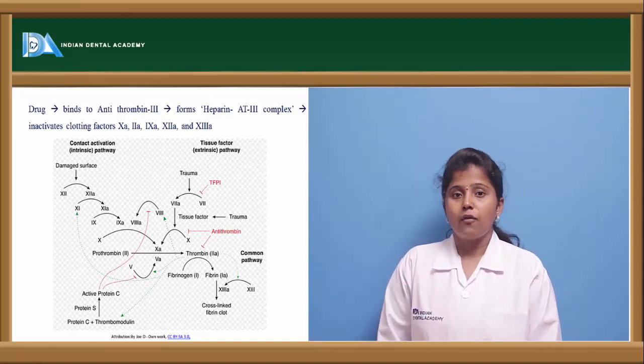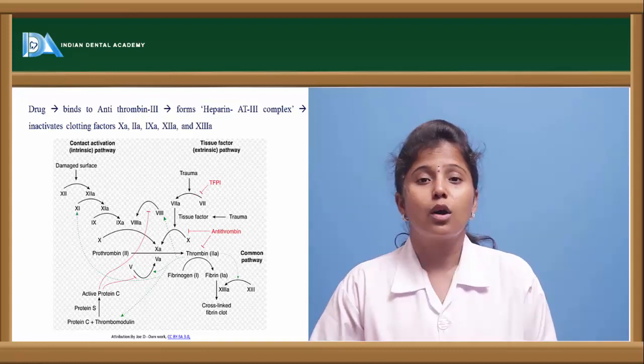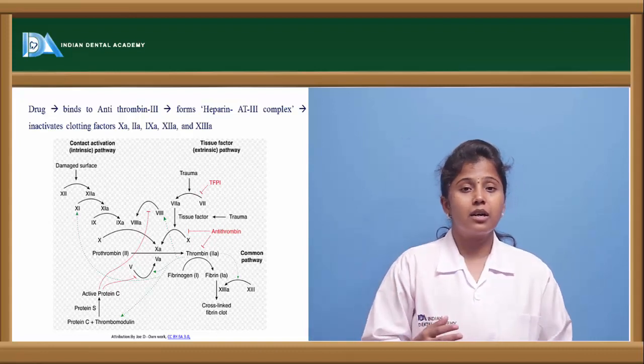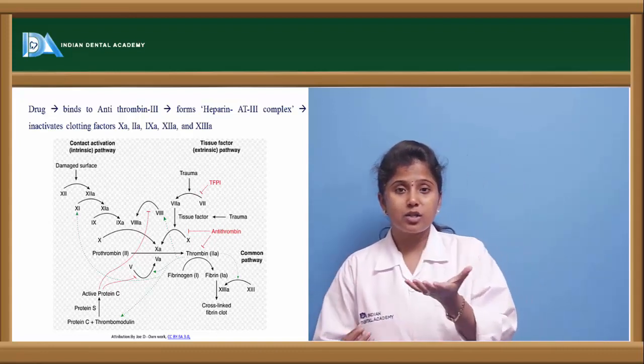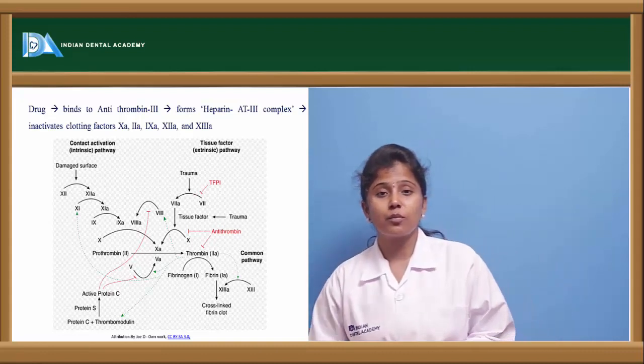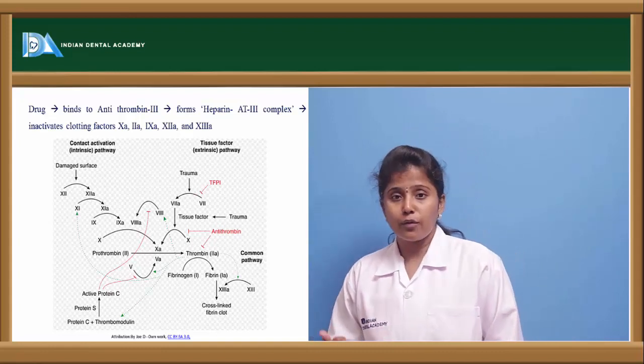and thereby finally the clot is formed. So this drug called heparin binds to a compound called antithrombin 3, and thereby it forms a heparin-antithrombin 3 complex. So this complex prevents the formation of clot.